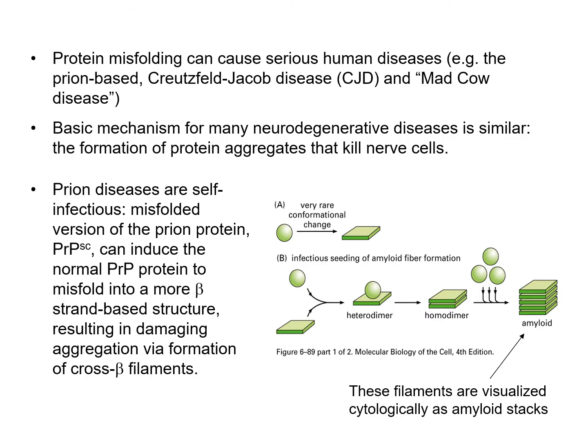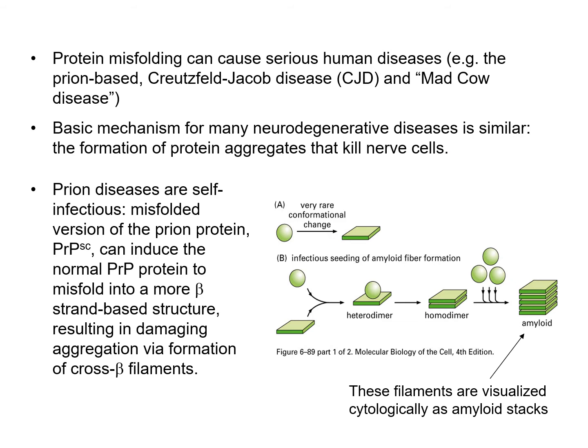Protein misfolding can cause serious human diseases such as prion-based diseases, Creutzfeldt-Jakob disease, and mad cow disease, and many of them are neurodegenerative diseases. The basic mechanism of such diseases is quite similar: the formation of protein aggregates that can affect or kill the nerve cells.